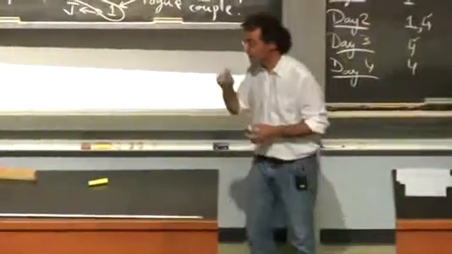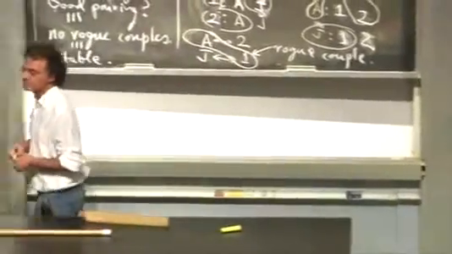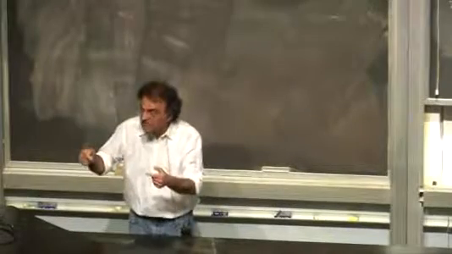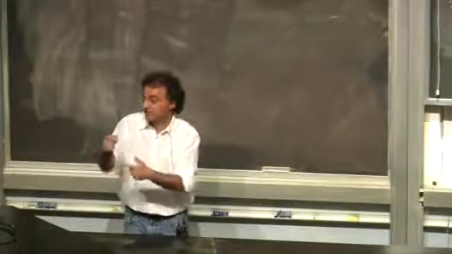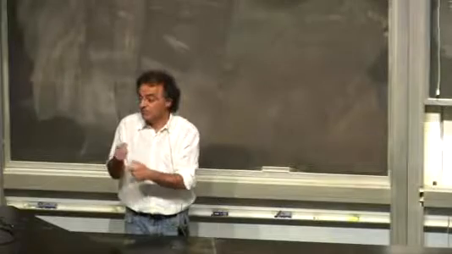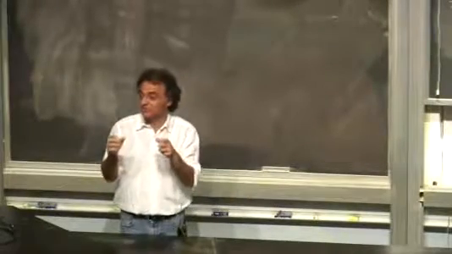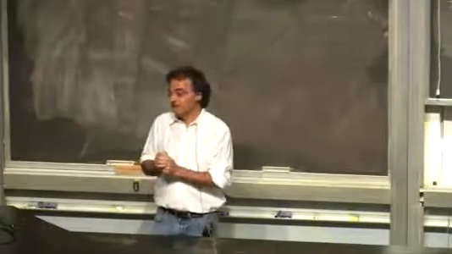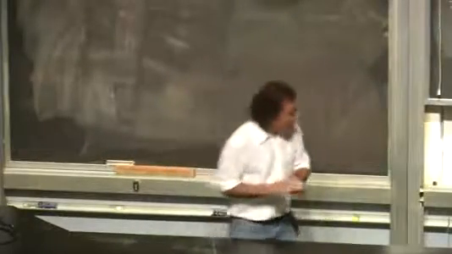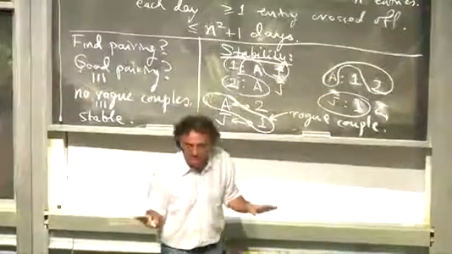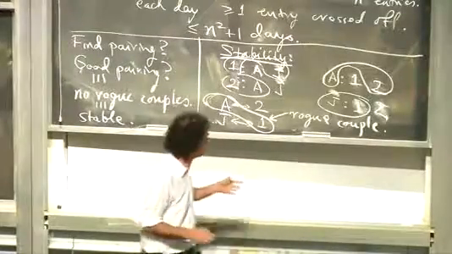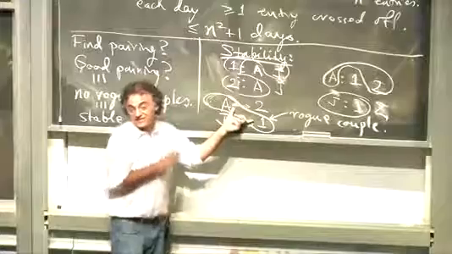So a rogue couple is defined as: both would rather be with each other than with their current mates, current partners. Both have an incentive to deviate from the current pairing, and that's not good. So if one of them would rather be with the other, but the other would not, there's no harm, no foul. There's no problem at all. That's still stable. It's only if both of them would rather, that's a problem for us.